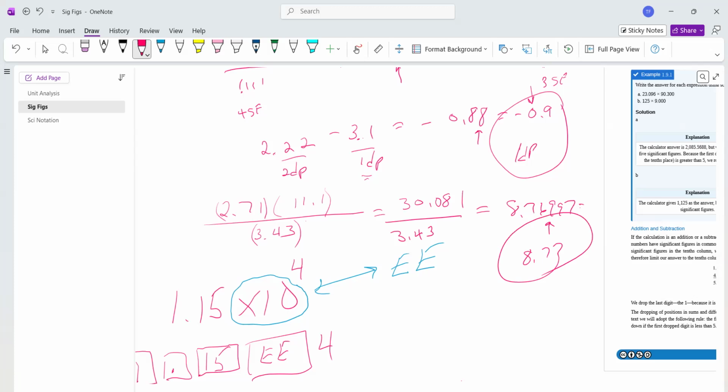The better way to do it is let the calculator keep that number internally. So the way I'm going to do it, I'm going to go 2.71 times 11.1. Now, any number on the bottom, I'm just going to hit the divide key. Divide 343. Enter. And I get the same number. No intermediate step. Now, this doesn't matter how many numbers are on the top, how many numbers are on the bottom.